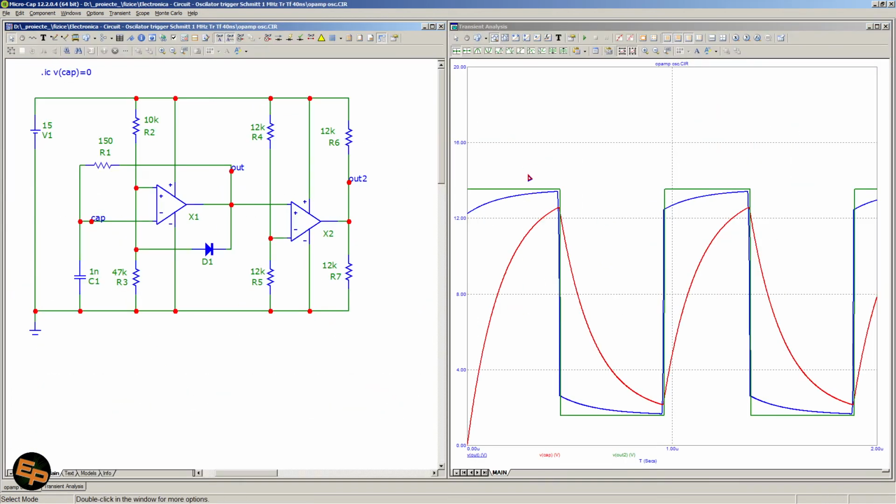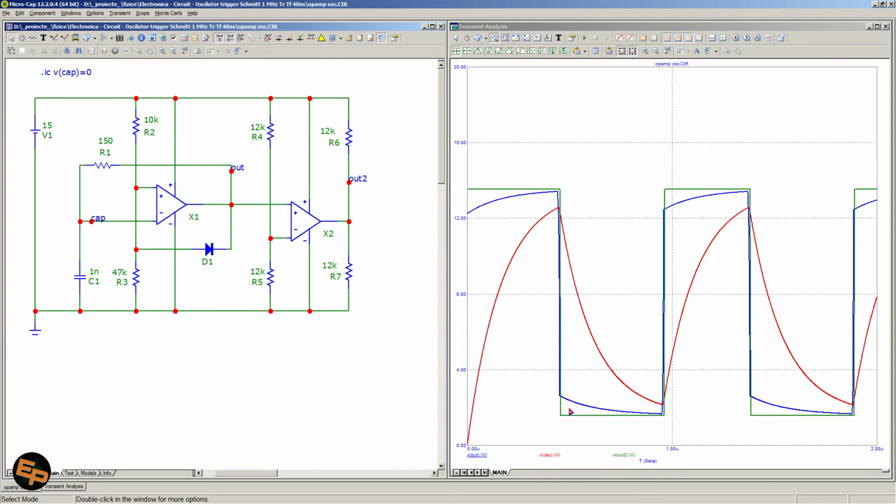And yeah, this is exactly what we are seeing. With red we have the voltage on the capacitor, which we see that it charges up to some 12.5 volts approximately, and then discharges to some 2.1 volts, and then charges again and discharges again. With blue we have the output of the first op-amp, which we see that it's not quite as nice a square wave, because it needs to charge and discharge this capacitor. And with green we have the output of the second op-amp, which is also the output of the entire circuit.